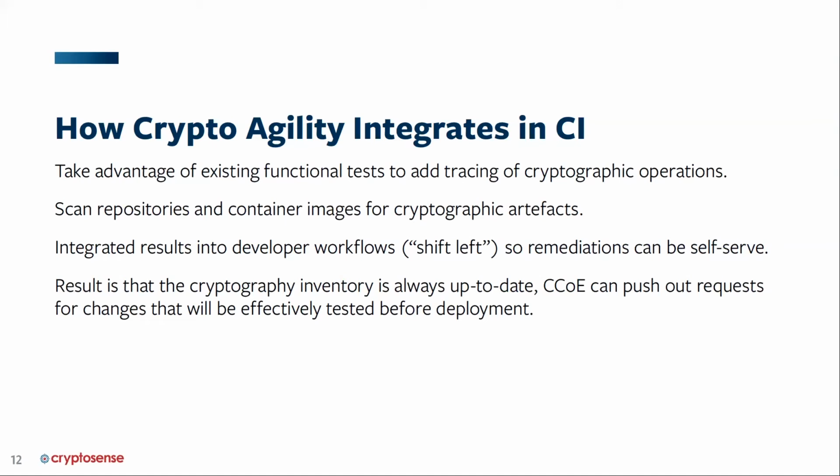And what we really want to do in CI is integrate the results into a developer workflow. This is what's called shift left sometimes. So the idea is, rather than the developer commits something in, it creates some cryptography results. The results go to a cryptography team. Then at some point they send them all the way back down in an email to a developer to say to fix something.